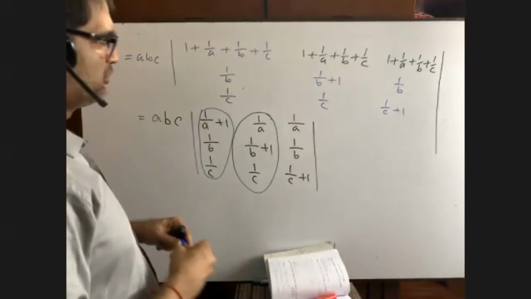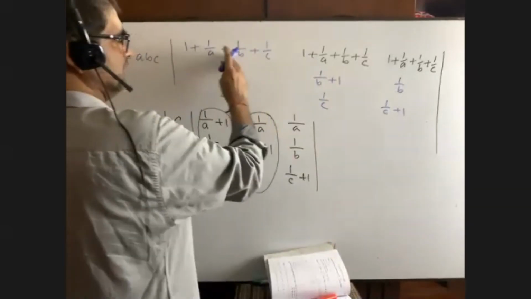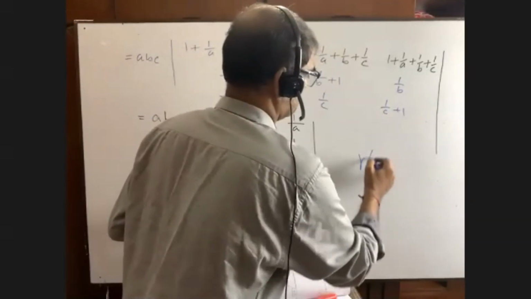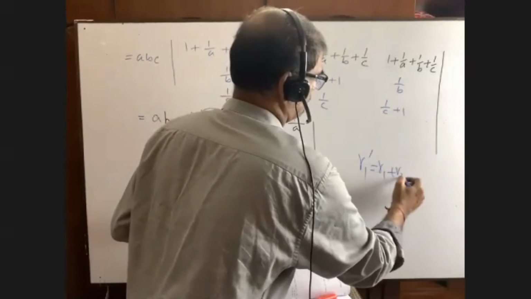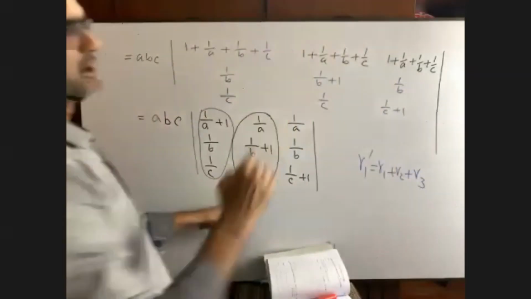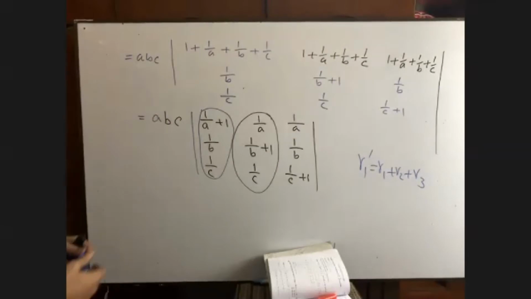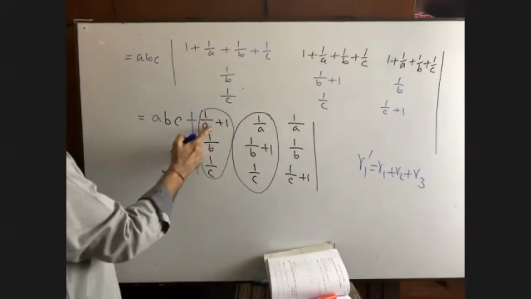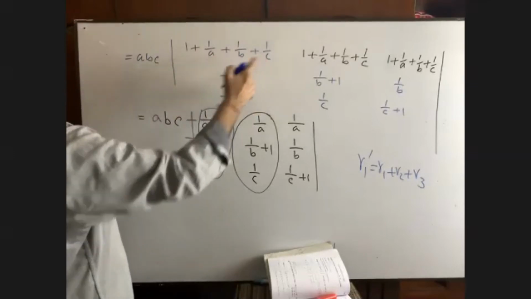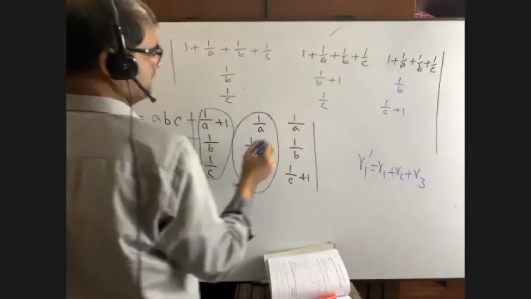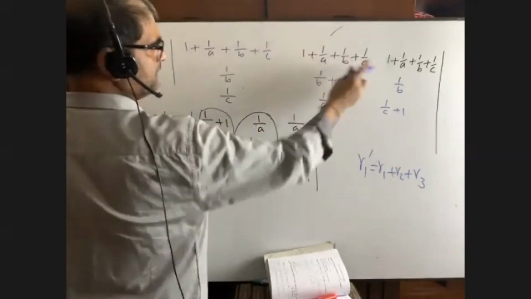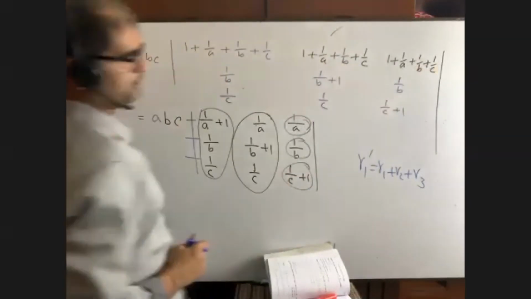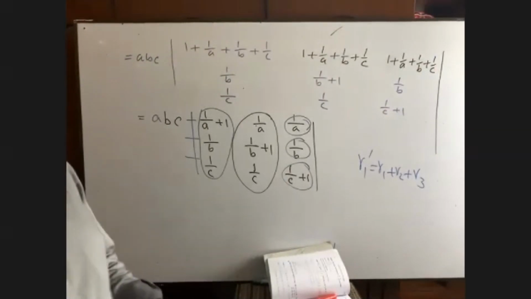I am giving the side note here. You see, it is row 1 equals row 1 plus row 2 plus row 3. Now you try to understand. This is the first row, second row, third row. These all have been added. For this part, this plus this plus this have been added. For this part, this and this have been added. Okay.